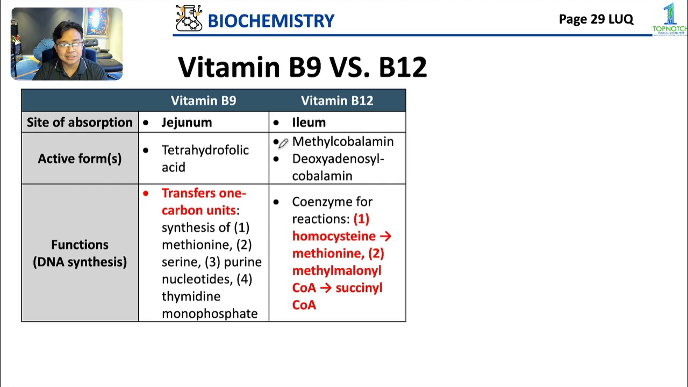But vitamin B12 is different. It is only seen in 2 reactions in the body. 1, methionine synthesis from homocysteine, and 2, succinyl-CoA synthesis coming from methylmalonyl-CoA. It's only found there.